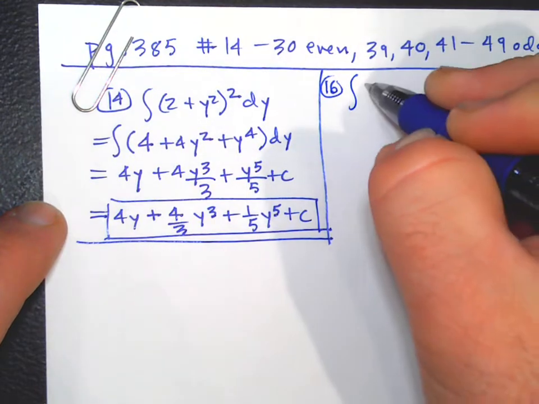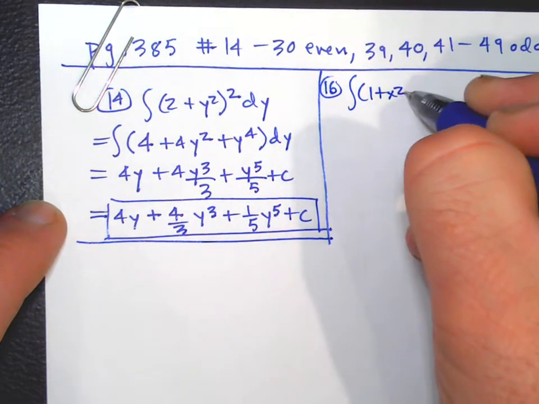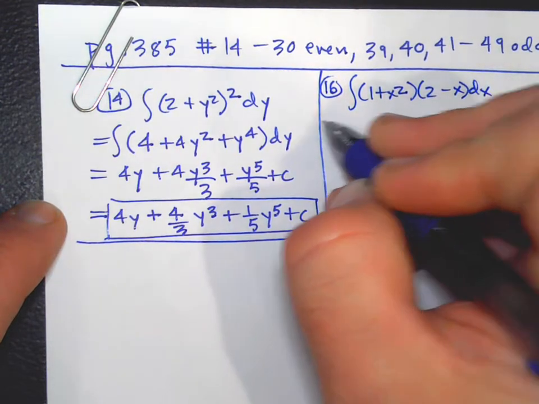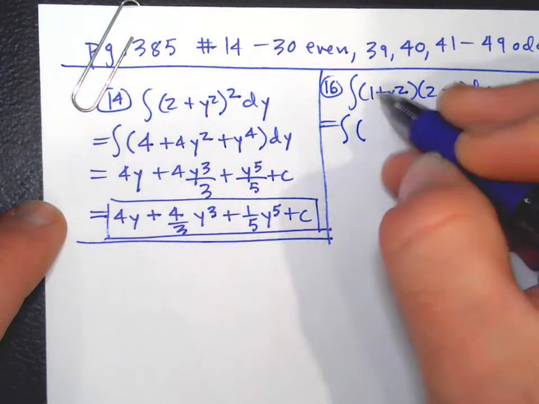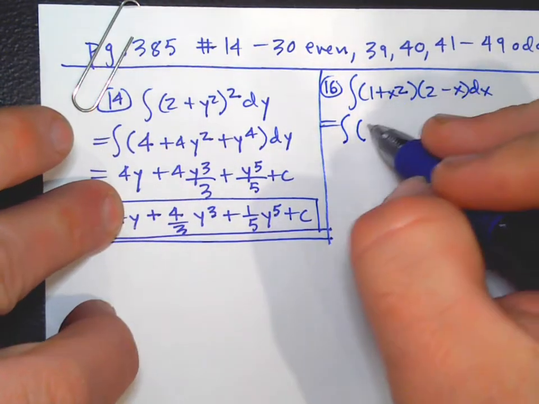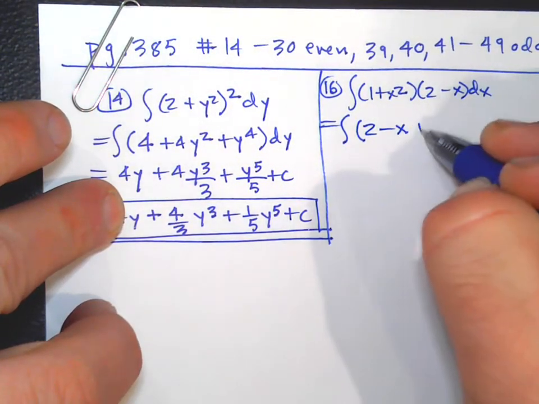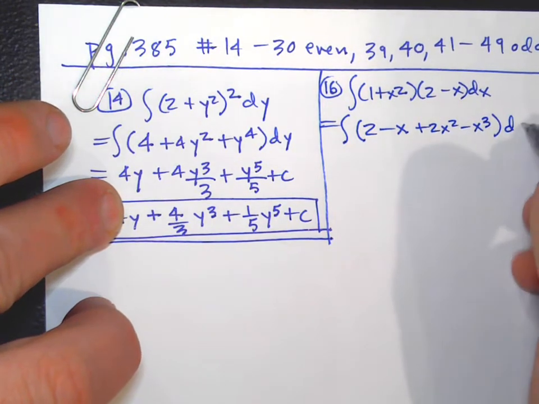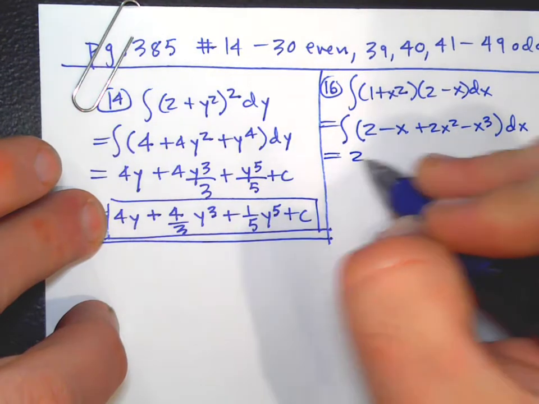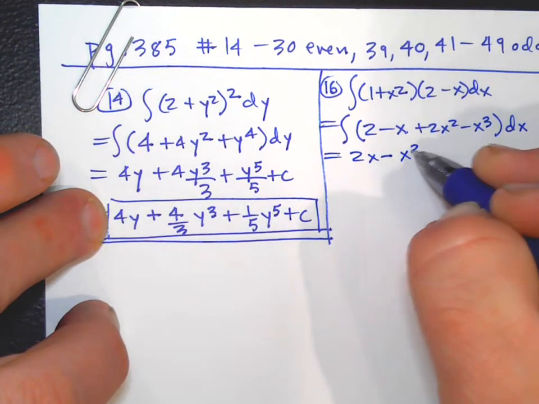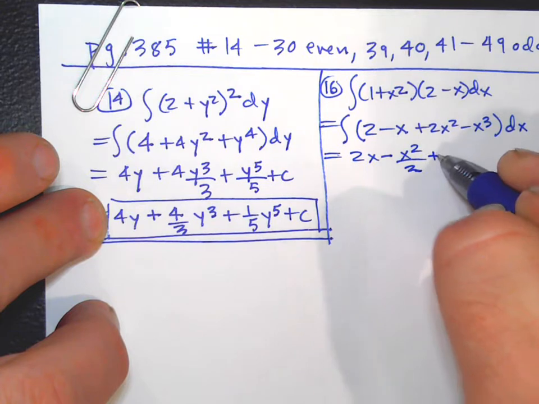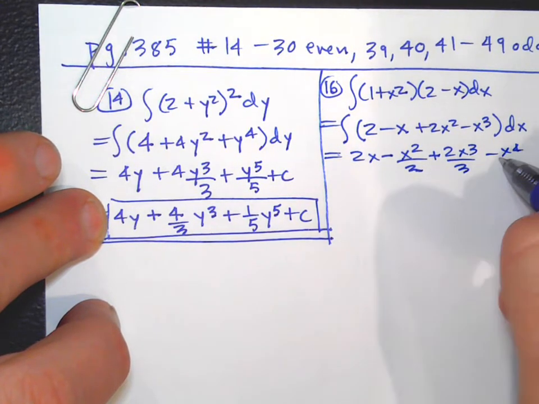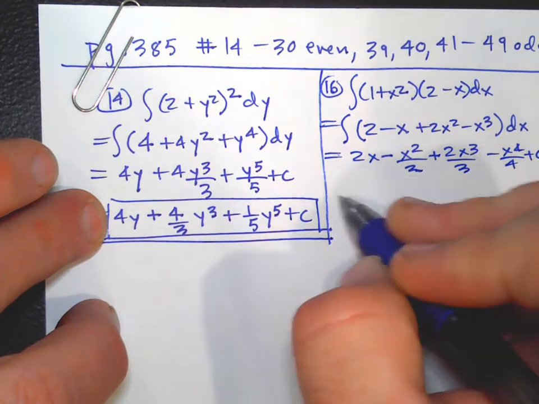16 is the integral of (1 plus x squared)(2 minus x) dx. We're going to integrate this, but we probably should multiply this all out. So that's going to be 2 minus x plus 2x squared minus x cubed. I just FOILed that. So the answer is going to be 2x minus x squared over 2 plus 2x cubed over 3 minus x to the fourth over 4 plus c should show up now.